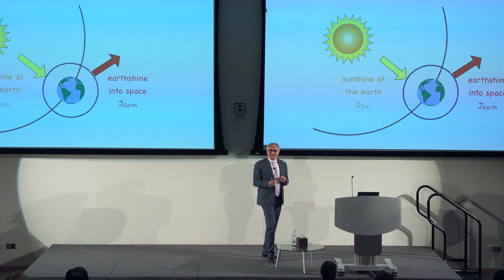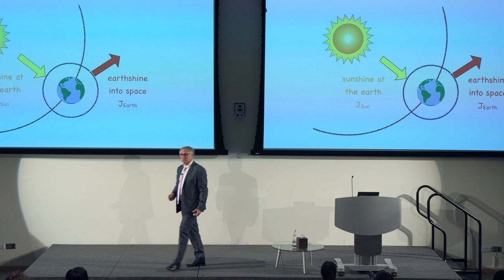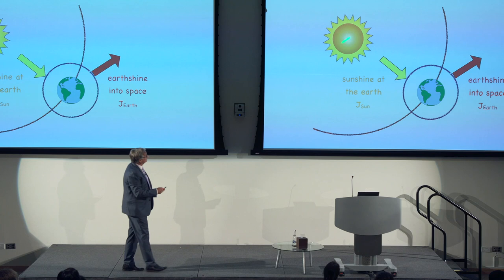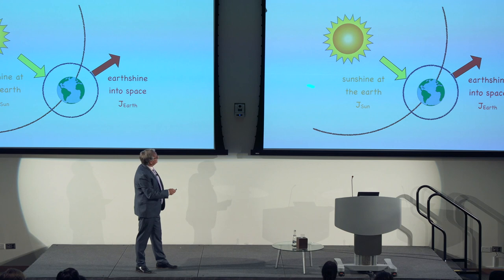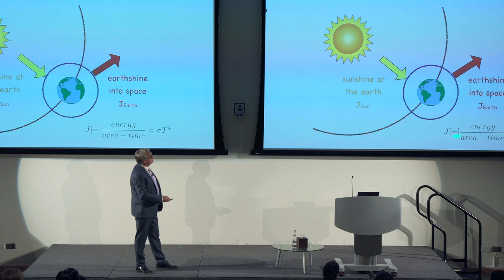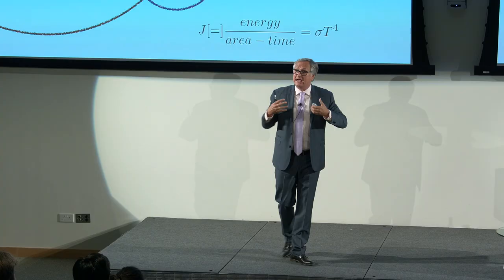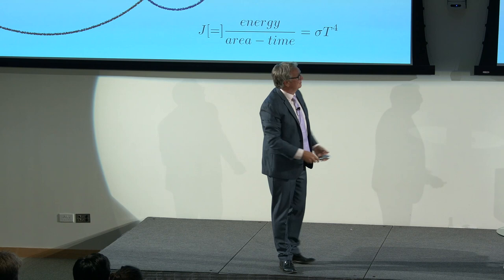So let's take a look at what happens when sunshine, which comes from the sun at about 3,000 degrees Kelvin, lands on the Earth, which is about 300 Kelvin. So there's energy emitted from the sun in the form of a flux, and that flux has units of energy per area per time. That is, sunshine impinges upon the Earth at a certain rate. The Earth is a body in space, and it radiates Earthshine at a certain flux that's also proportional to its temperature.